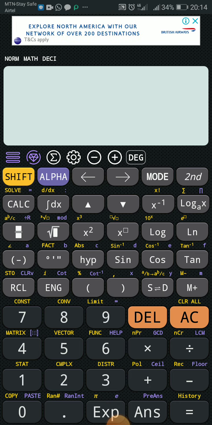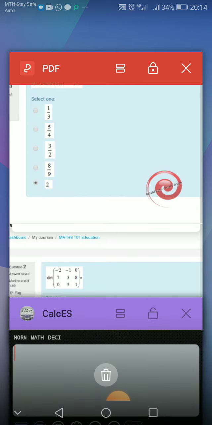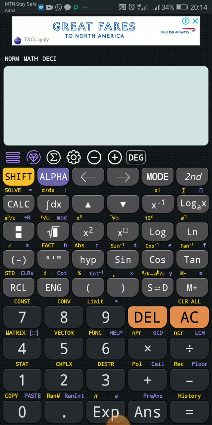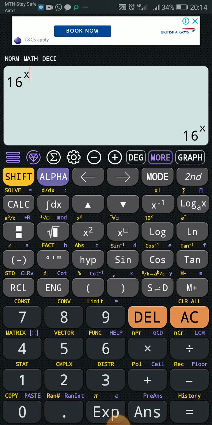So the question again, I will keep going back, because the question again says 16 raised to power h equal to 32. Okay, so I'm going to have 16 raised to power, this is raised to power here, then h. I will use x, so alpha x. Okay, I will shift my cursor, then equal to is alpha calc. Okay, so equal to 32. So this is what I have.